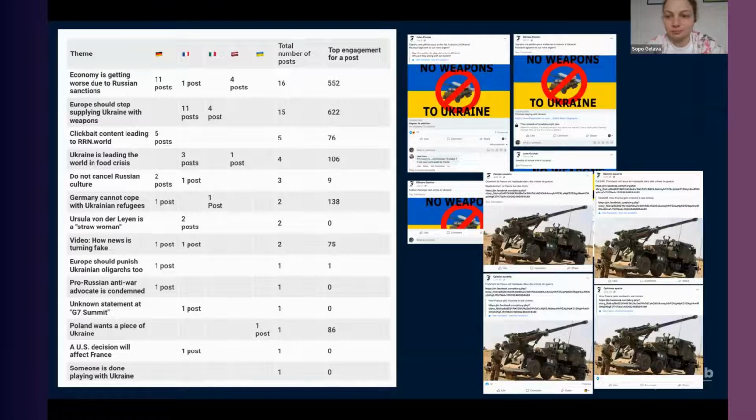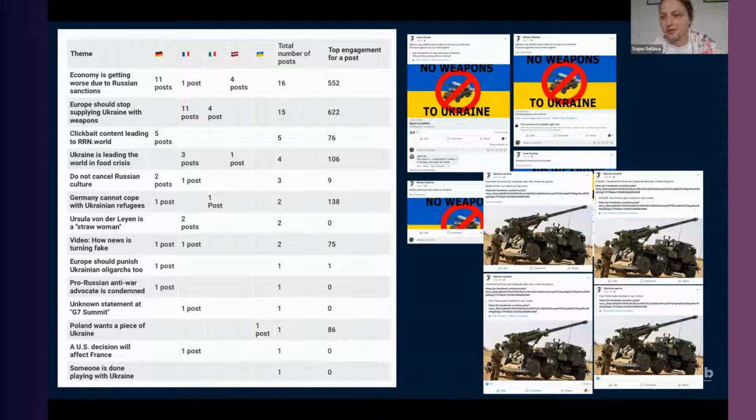And also very briefly about the narratives that were spread within this operation. Economy is getting worse due to Russian sanctions. Europe should stop supplying Ukraine with weapons. And linked to that one, there was also a fake petition. And that was very interesting in terms of tactic as well, to attempt to set public opinion that there are genuine citizens protesting or criticizing arms supply to Ukraine, and so on. So there are many narratives.